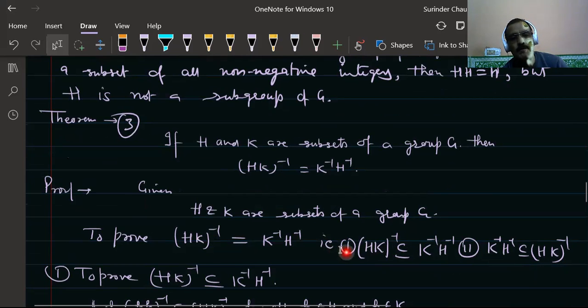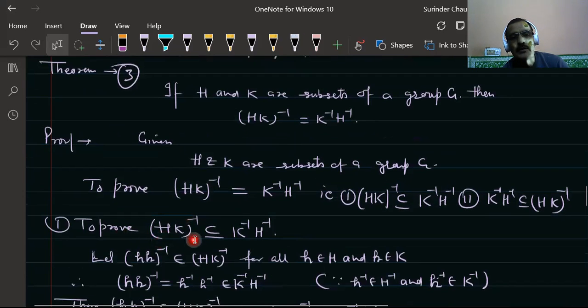First part, we will prove that (HK) inverse is a subset of K inverse H inverse. So let us take any element belonging to (HK) inverse, for all h belonging to H and k belonging to K. We take any element of (HK) inverse. Now (hk) inverse is equal to, by the reversal order, k inverse h inverse. So this belongs to K inverse H inverse: first element belongs to K inverse, second belongs to H inverse.